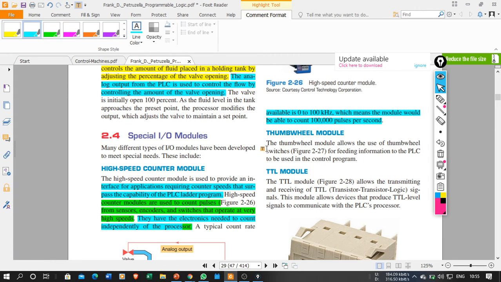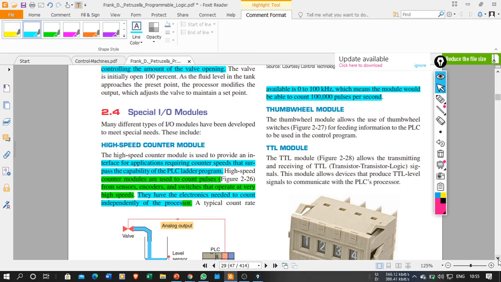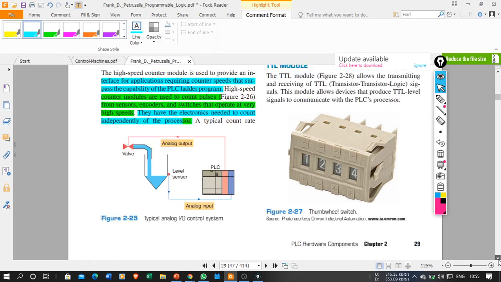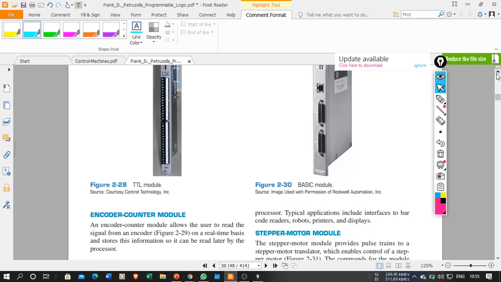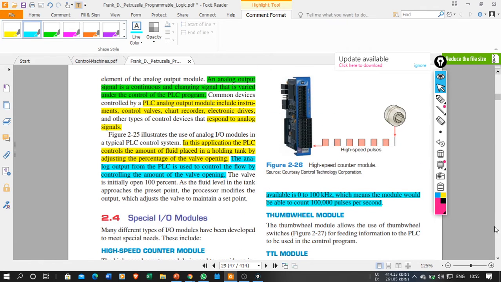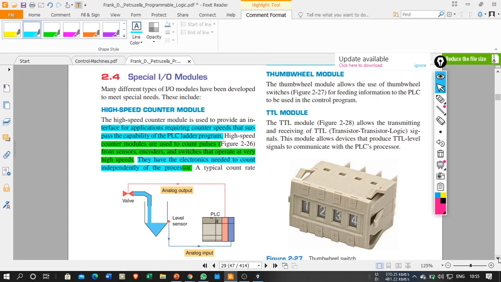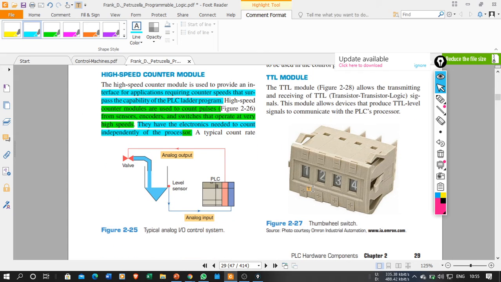Then the thumb wheel module, shown over here. What is the thumb wheel module? The thumb wheel module allows the user to use thumb wheel switches for feeding information to the PLC in the form of a control program. This thumb wheel module is shown in figure 2.27. By pressing these, I can make certain changes in the program.